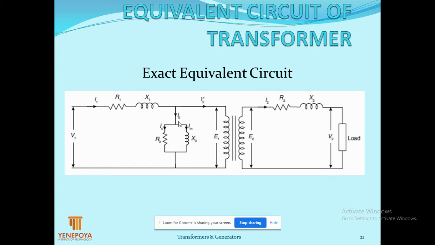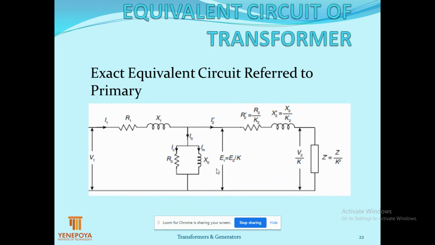Next, you can write this equivalent circuit of the transformer referred to primary and referred to secondary. Referred to primary means all the secondary resistance, reactance, load, everything, or even E2, I2, R2, X2, V2, we bring to the primary side. Referring to secondary means the secondary side remains the same, and the primary side components are referred to the secondary. We are going to see that next.